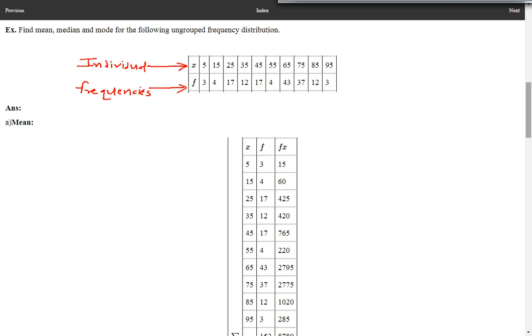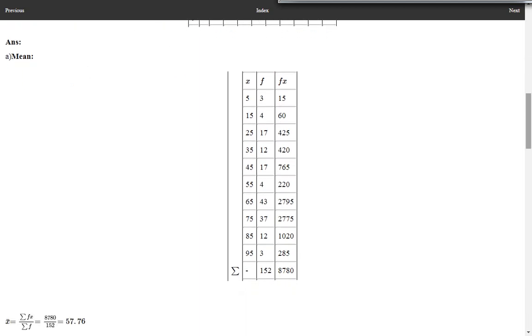To find mean, first we have to prepare a table of observations x. So this column corresponds to observations. This corresponds to frequency, and this column consists of product fx. So make a table with 3 columns x, f and fx. For example, first entry is 5 into 3, that is 15. Second entry is 15 into 4, that is 60, and so on. So in this way, prepare a table with 3 columns x, f and fx.